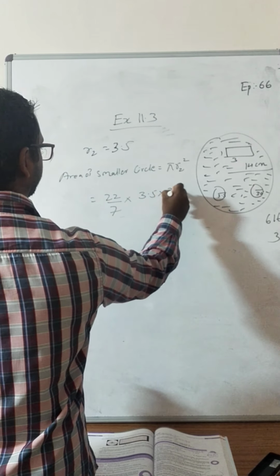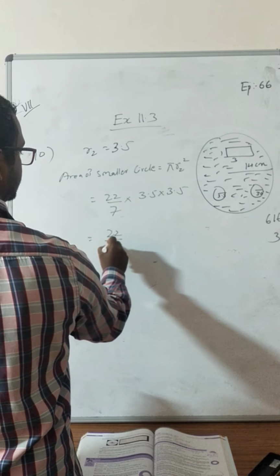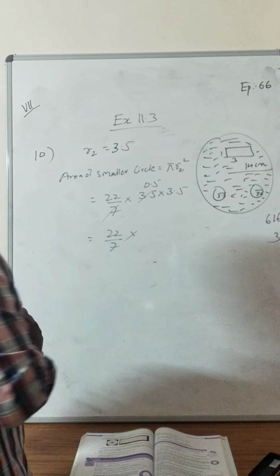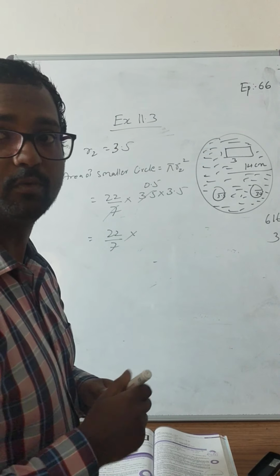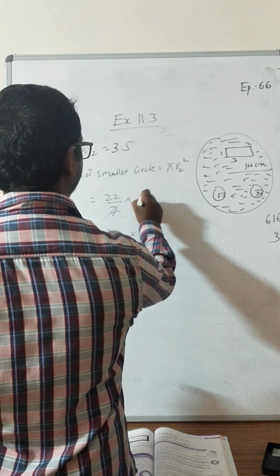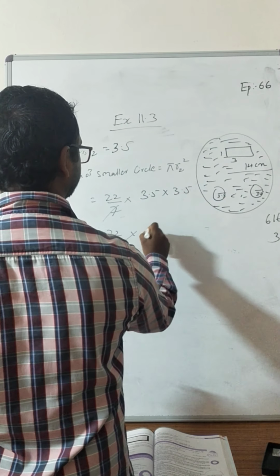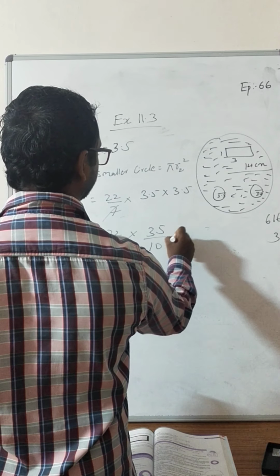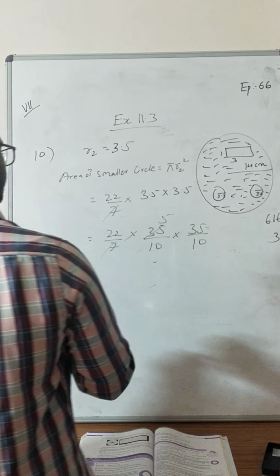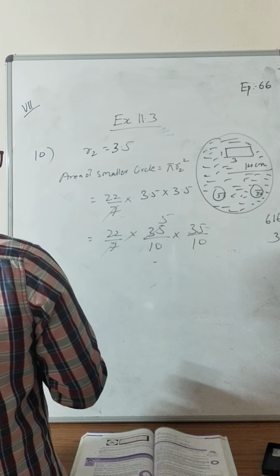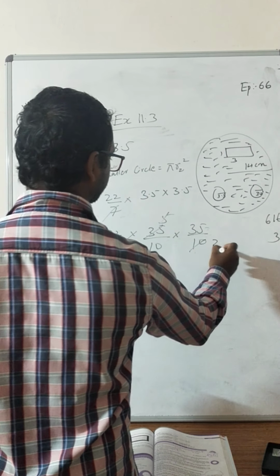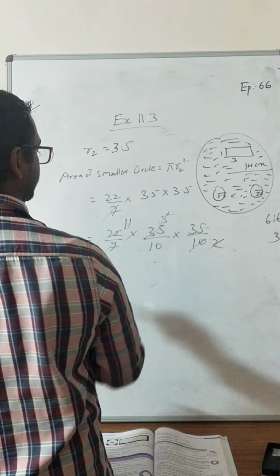3.5 into 3.5. Now see, 22 into 7, we can divide 3.5 with 7, we will get 0.5. Or we can do it this way also. See, 3.5 into 3.5. Next you keep that as 35 divided with 10. Here also 35 divided with 10. Then you divide with 5, you will get 5 divided with 7. Next we can cut this to 5, 2.